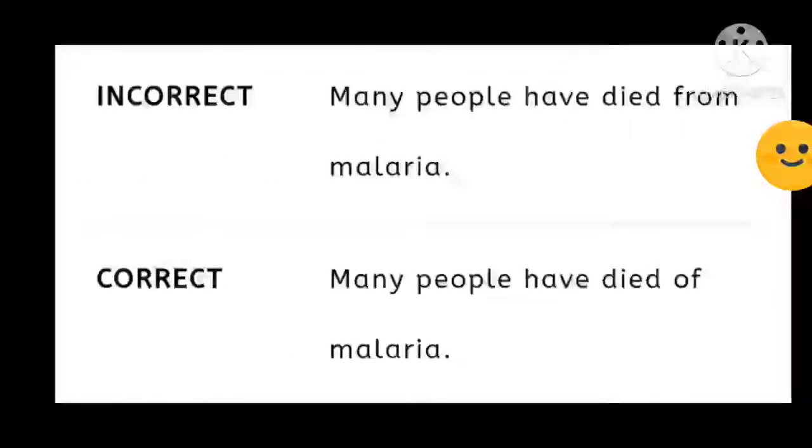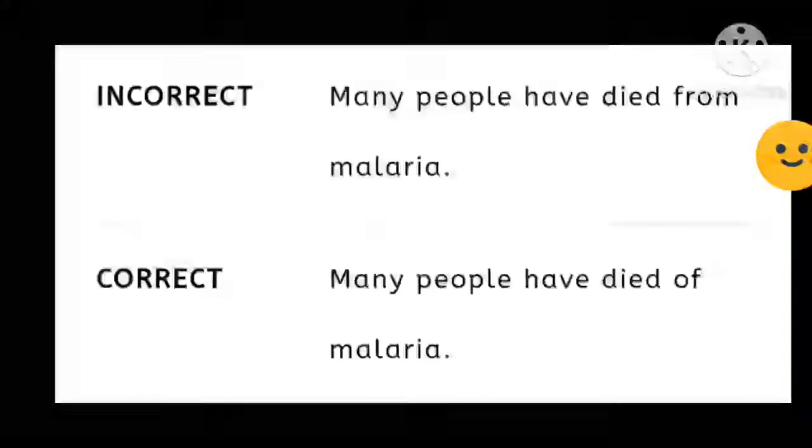Many people have died from malaria. So died from is not the suitable preposition. Died of is to be used. So, many people have died of malaria. So, die of is the phrase. My neighbor died of cancer. Okay? Many people died of viral fever. Okay? Accidents.